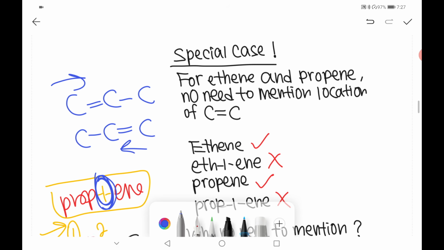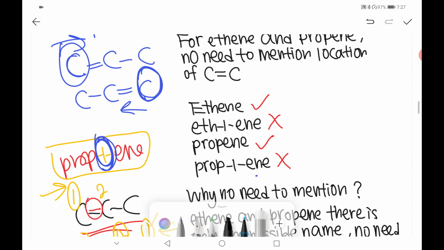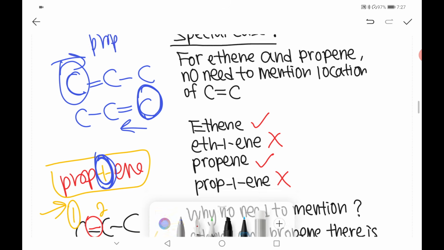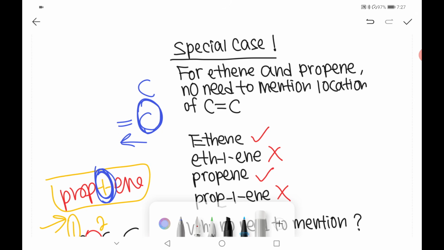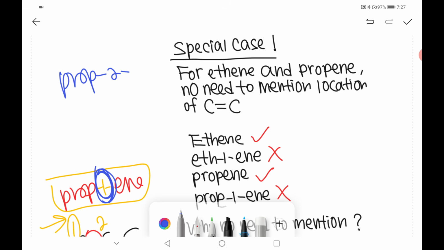Like in this case, this one is prop, the double bond is on the first carbon on the left. This one is also prop-1-ene, the double bond is on the first carbon on the right. So as you can see, for propene, the double bond is always on the first carbon. For propene, you will never get prop-2-ene. You will never ever get prop-3-ene. Because for prop, the double bond only can be on the first carbon.